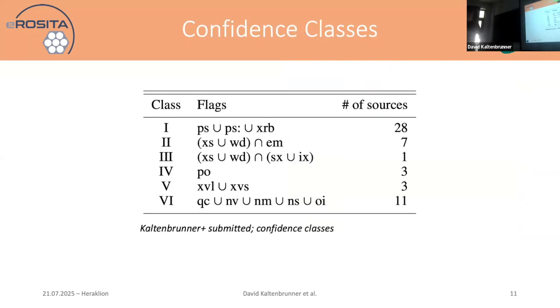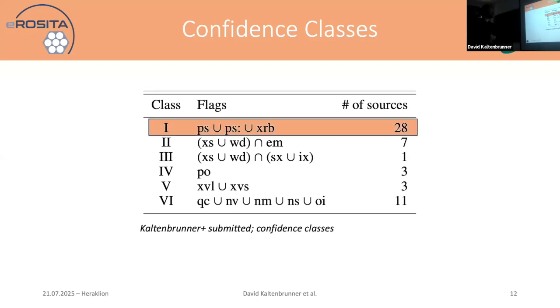Good. So by matching those catalogs, we have a sample of candidates. But now we want to understand how good all those candidates are, how secure we are about all of those matches. And the way that we do this is by assigning specific flags depending on measurements that we did and the results that we got, and then assigning confidence classes according to those. And this is one of the main parts of the paper. Let's go through this one by one.